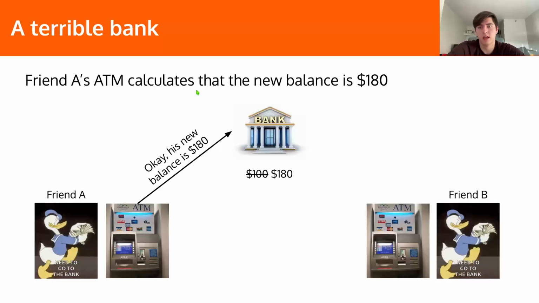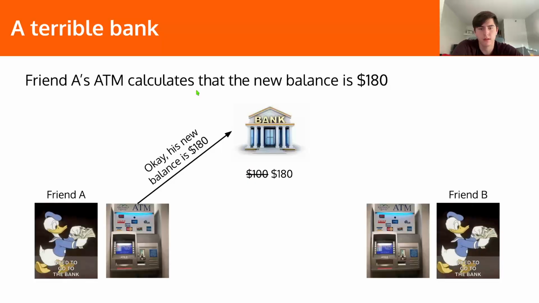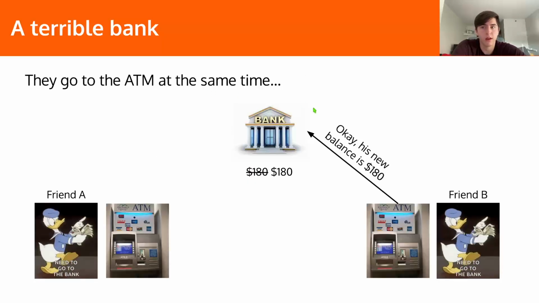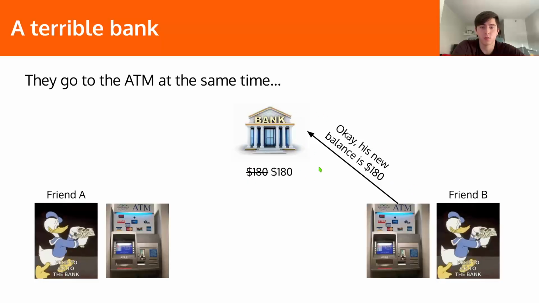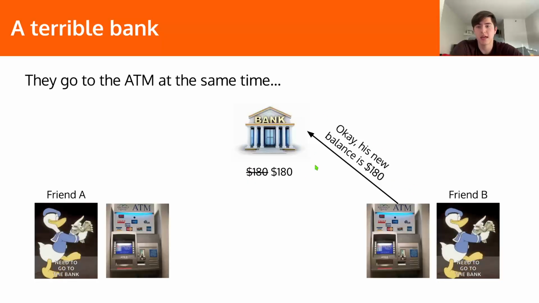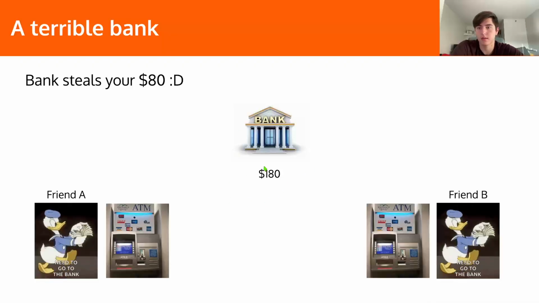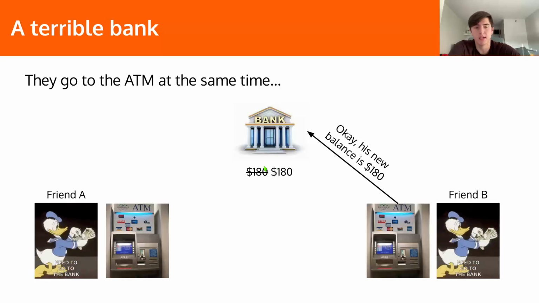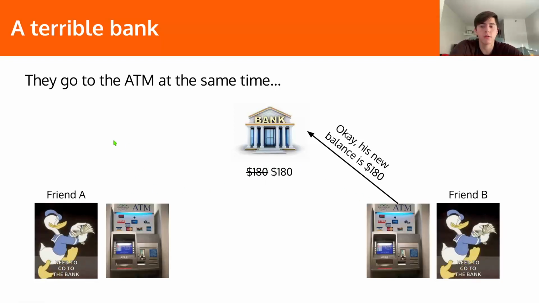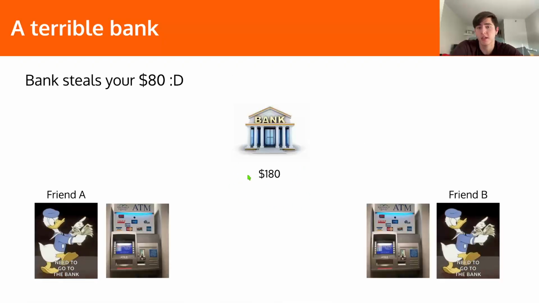Then friend A's ATM adds 80 and gives it back to the bank. But thread B's ATM also reads that it's 100, adds 80, and returns that to the bank. So you gave 80 twice, but your bank number only went up by 80 bucks. Since the second ATM here doesn't know the first one updated it, so it returns its updated value and overwrites this, essentially not changing anything.